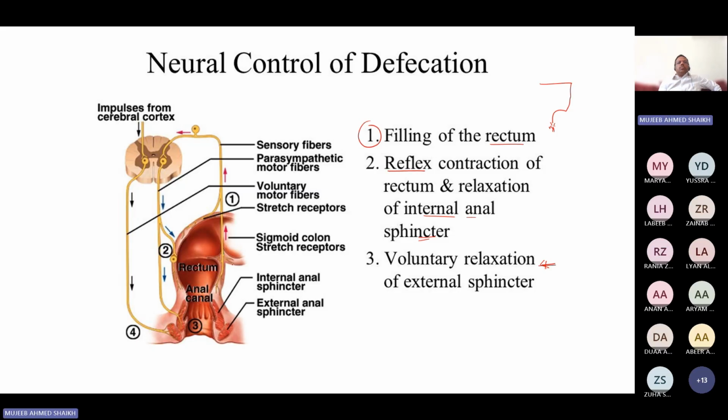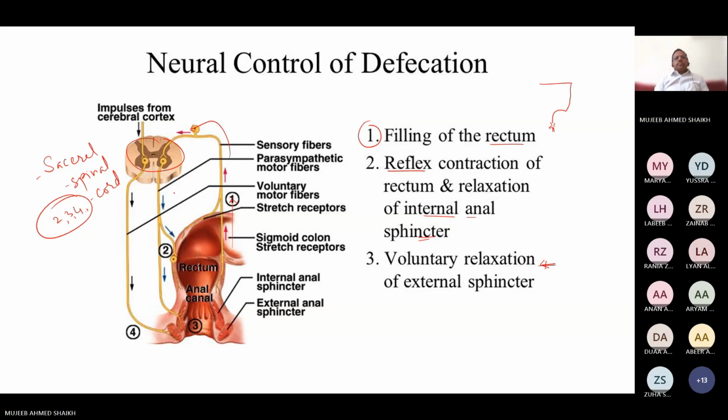And this is occurring through the neural pathway. And where is it going? To the sacral spinal cord. Which area? 2, 3, and 4. Why remember this? Why remember this? This is going here. Any idea?